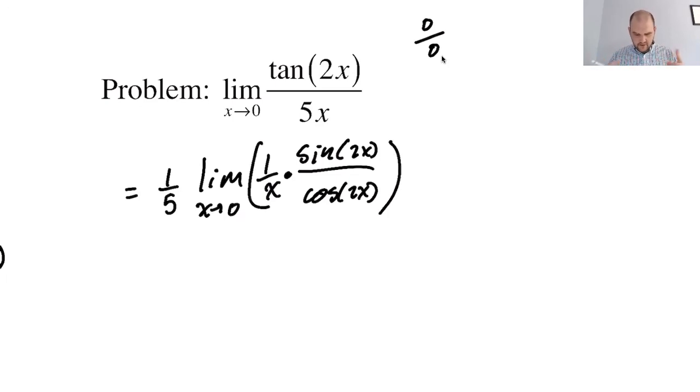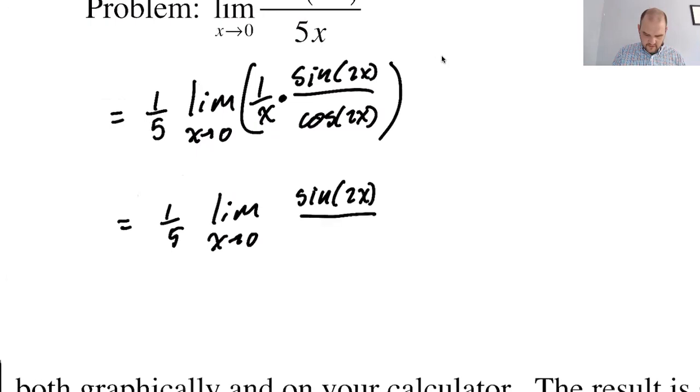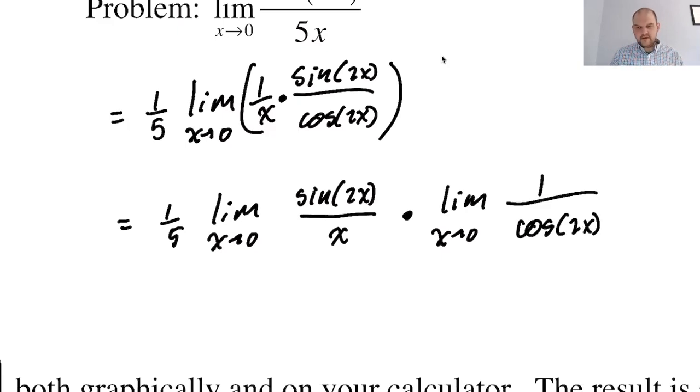All right, so now what can we do here? Well, sine of 2x over 2x would be perfect. Close to perfect would be sine of 2x over x. So I'm going to choose to go with 1/5, and then the limit as x approaches 0 of sine of 2x over x, because I think I can deal with that. I have some ideas of what to do there, times the limit as x approaches 0 of 1 over cosine of 2x. All right, am I allowed to do this?